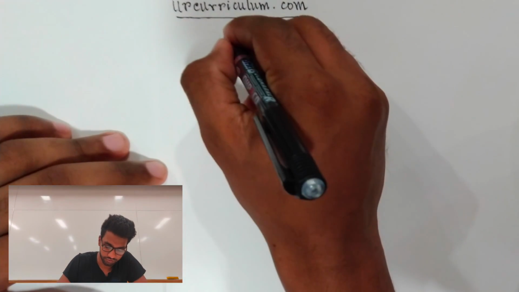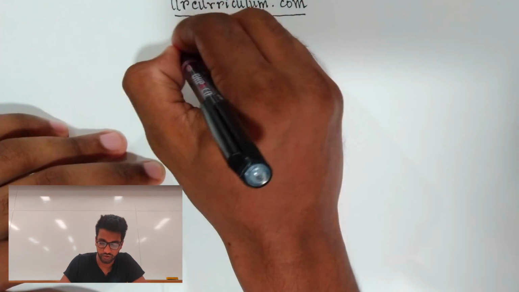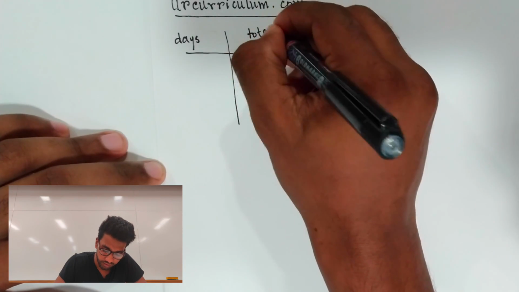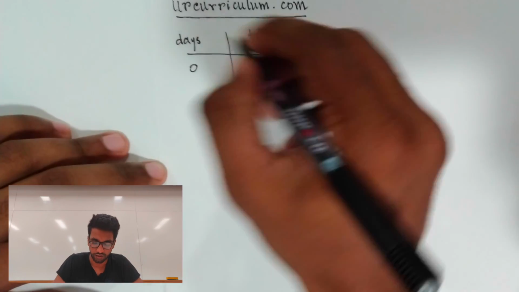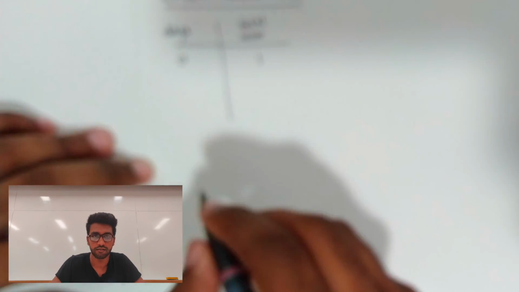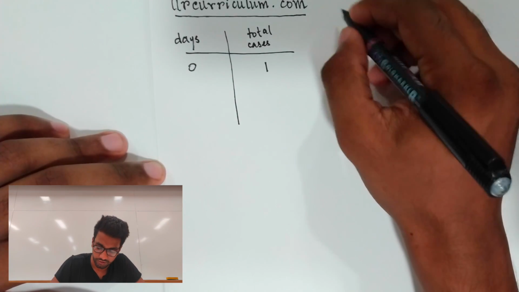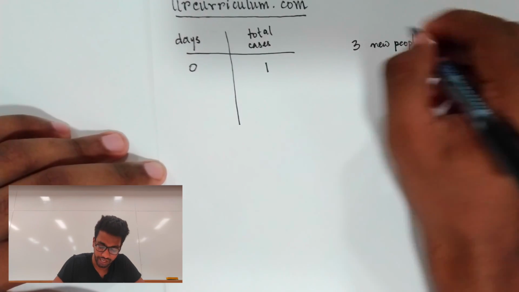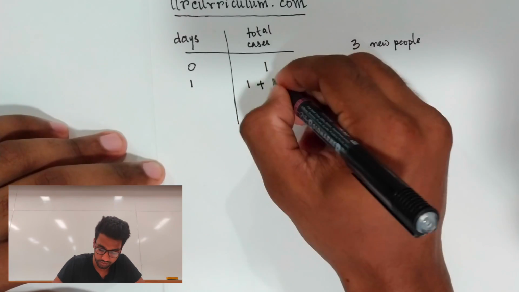So, we'll start by making a table. We'll have the days on one side, and corresponding to each day we'll have the total number of cases. We know that at the very beginning, on the 0th day, we have just one case. And we'll also add another factor. We'll assume that an average person meets 3 new people every day. So at day 1 we would have the first person plus the 3 new people he meets.